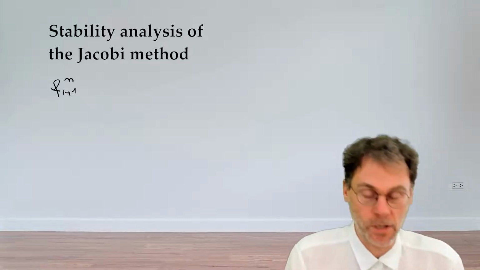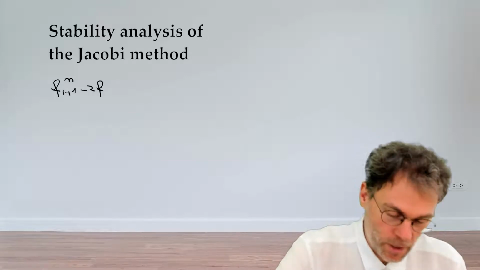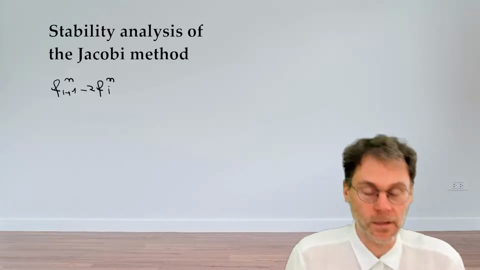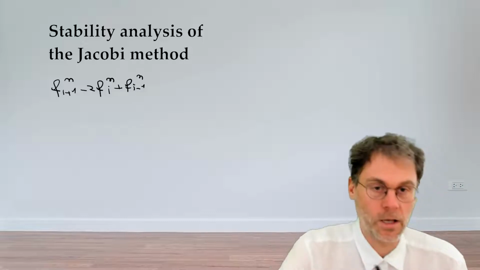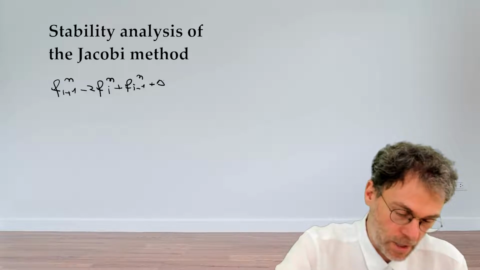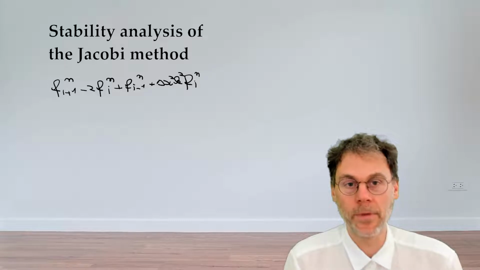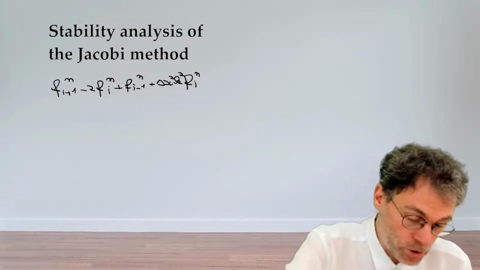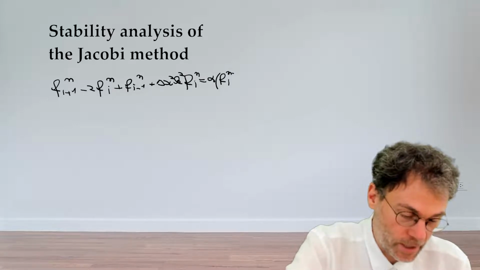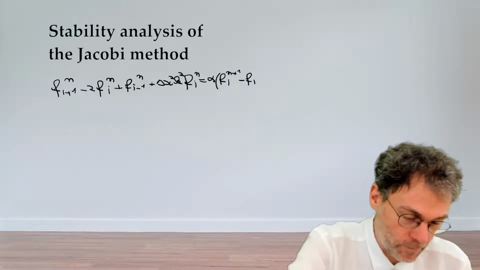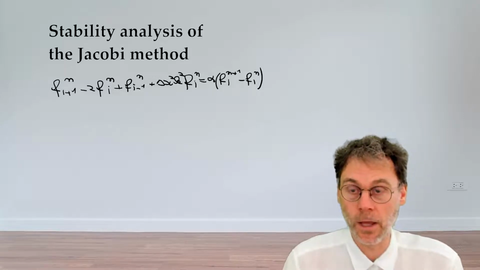So at iteration n, you calculate basically the error that you have when you insert the field at that point in the equation. So plus f_{i-1} at iteration n, and then we have delta x squared k squared f_i^n. And this thing is proportional to the difference between the new value and the old value, so f^{n+1} minus f^n. Okay, so this is the Jacobi method that we've introduced earlier.